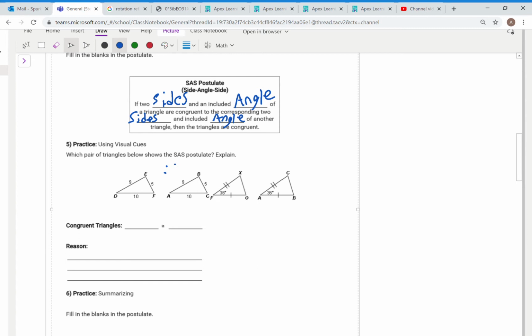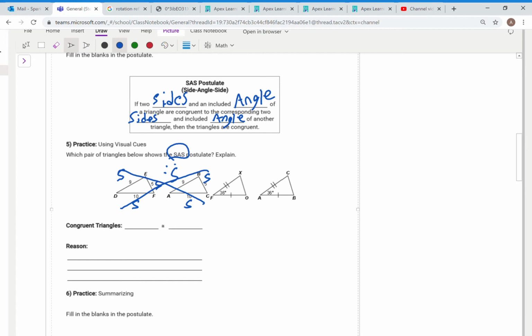So I'm going to go ahead and do this first one. I see this 9. That's a side because it's on the outside. It matches with this one. The 10 match and the 5s match. Well, this is side, side, side again, and I'm looking for the side angle side. So these two don't work for what I want.